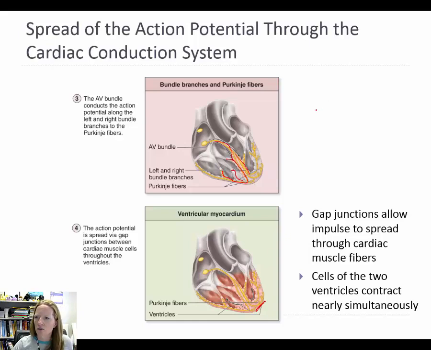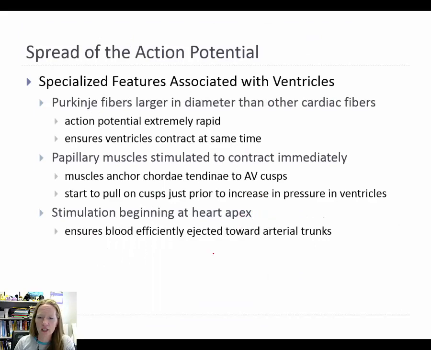So the Purkinje fibers, let's take a look at some of these special characteristics that are found in the ventricles. Purkinje fibers only in the ventricles, papillary muscles only in the ventricles. The Purkinje fibers are pretty large in diameter if you compare them to other cardiac fibers. And what that means is that helps sweep that action potential a lot faster. And that's going to also make sure that those ventricles are going to contract at the same time.